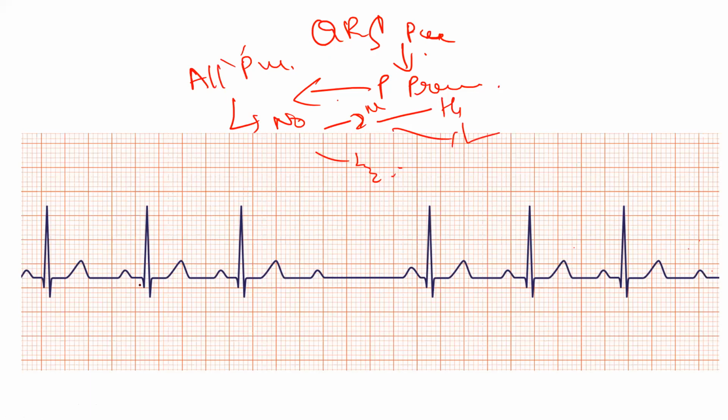Here, if you see, PR intervals are normal. In all the waveforms, PR intervals are normal. There is occasionally one drop in the QRS complex. So this is the classical picture of Mobitz type 2 heart block, second degree heart block.